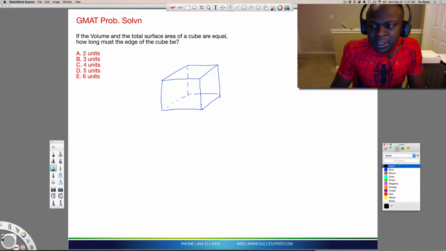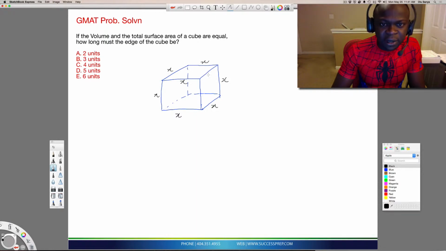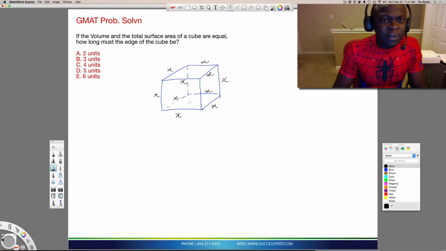So a question like this is saying, hey, the volume of this cube and the surface area of this cube are the same. So let's get some things straight first of all. If you look at a cube, the one thing that's unique about a cube is all the sides are the same. So let's go ahead and do that. I'm going to put X here, put X here, put X here. Now obviously that X is going to show up everywhere else. If you want, you can put it everywhere. So you have all these X's running around, okay? So a cube has X sides.